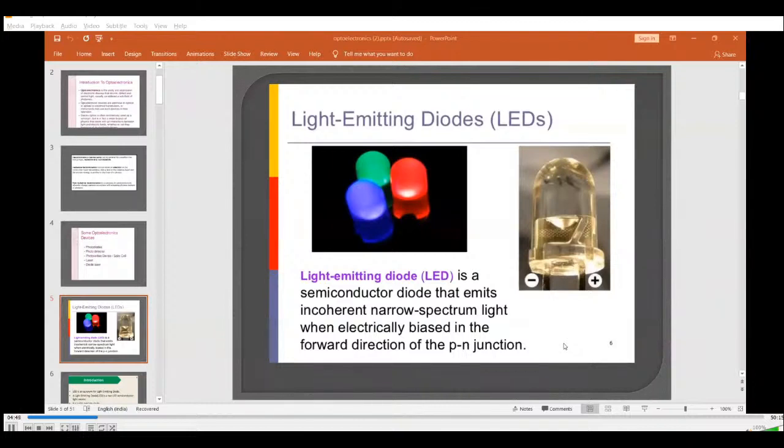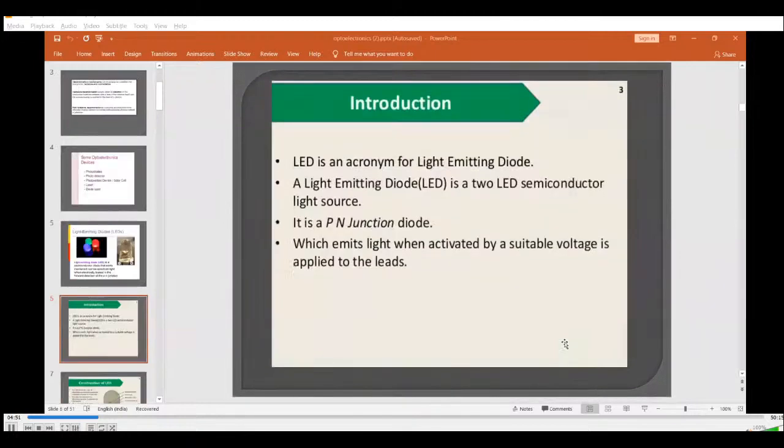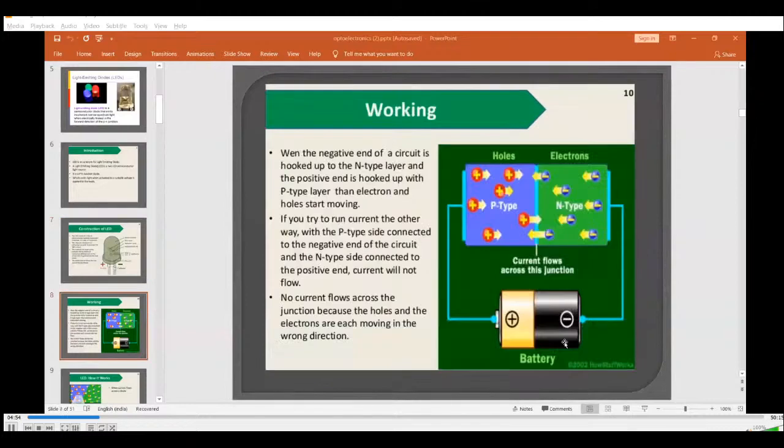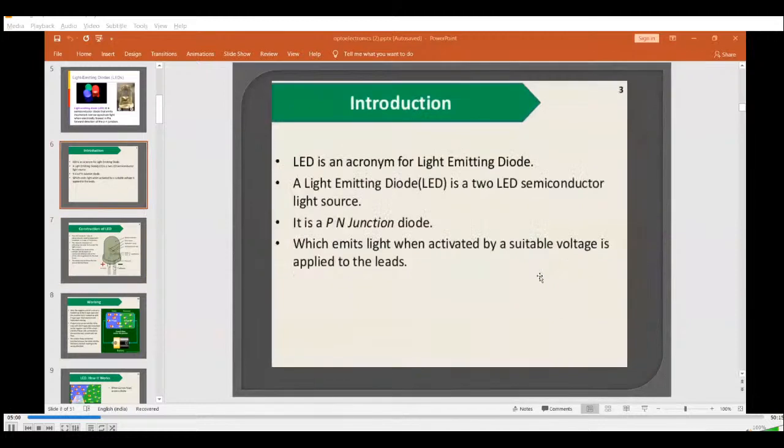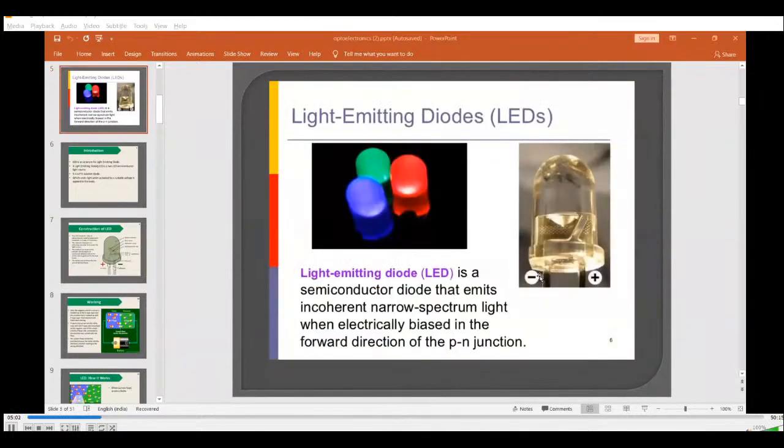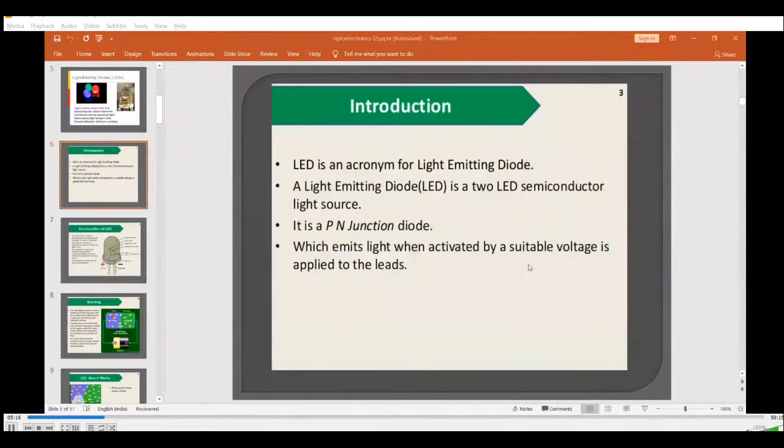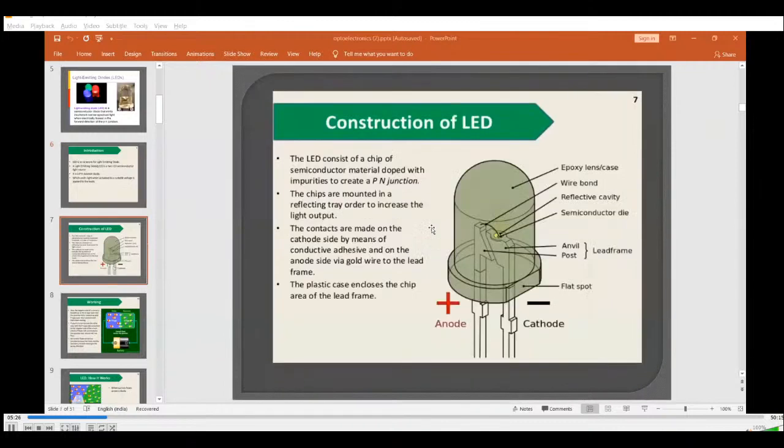It is similar to a PN junction. What is the symbol of an LED? The symbol is like a PN junction, but the only thing is we have 2 extra arrows. What are these 2 arrows explaining? They indicate that the device is emitting light. This is the general symbol and this is the general structure of a light emitting diode. LED is an acronym of light emitting diode. It is nothing but a PN junction diode which is connected in forward bias mode.